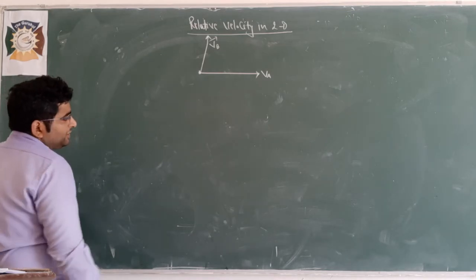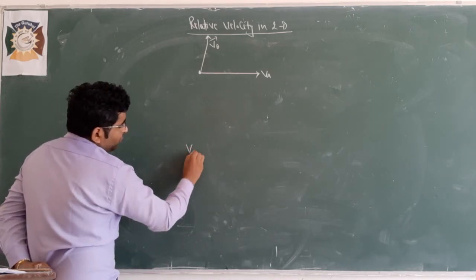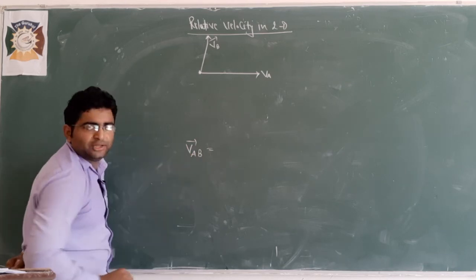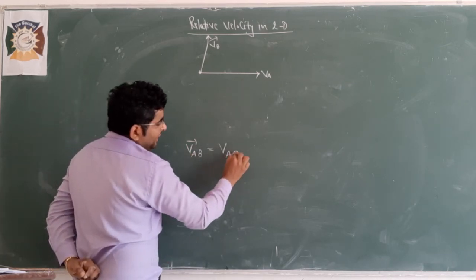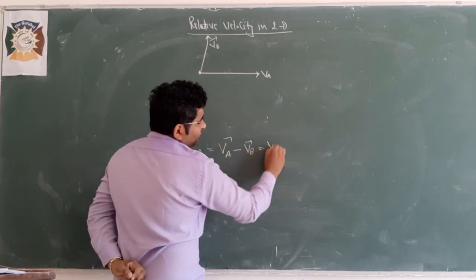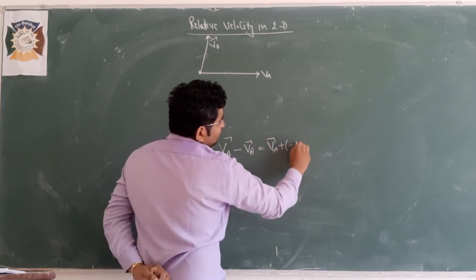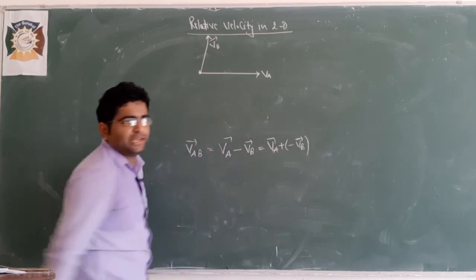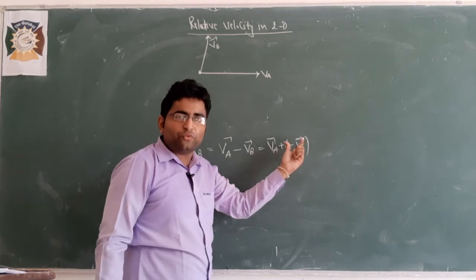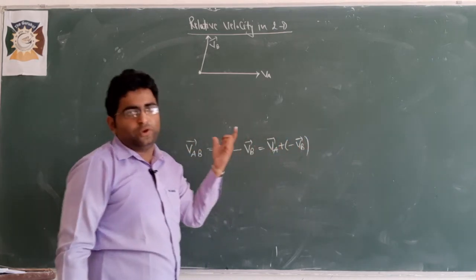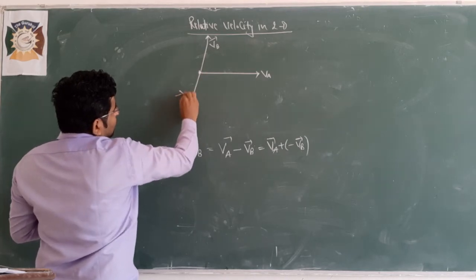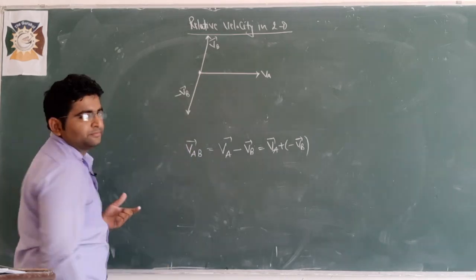If I want to calculate VAB, that is velocity of A with respect to B, then I have to calculate VA minus VB. So it can be written as VA plus of minus VB. Can I write it? So beta, it is the addition of the negative of vector VB to vector VA. So beta, take the negative of vector B. Clear?